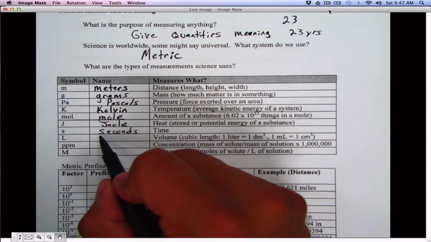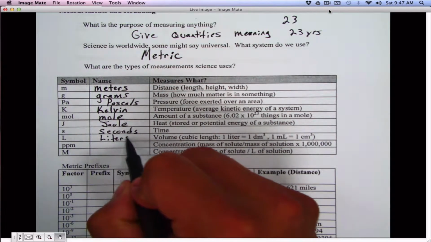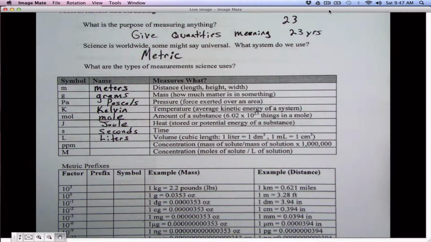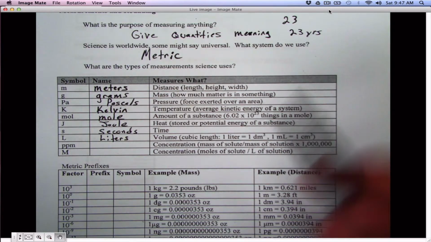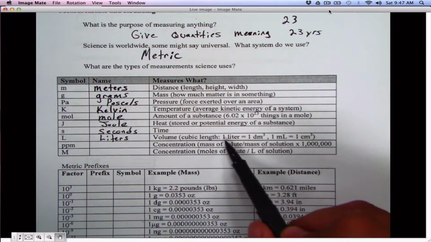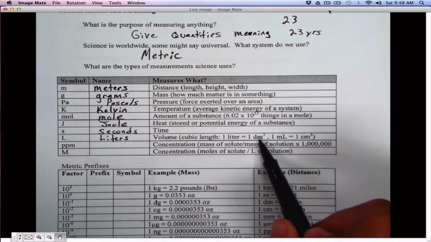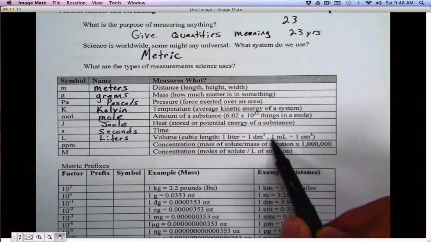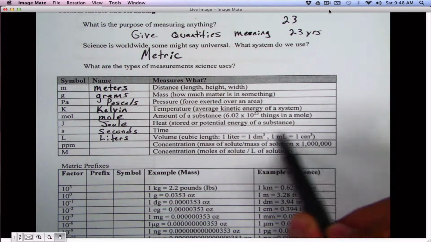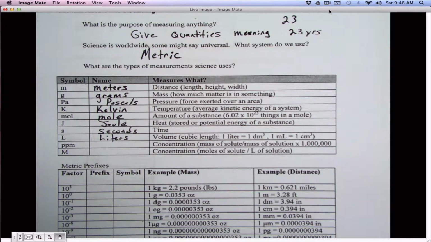Capital L is liters. So liters, we're talking about volume. Remember, volume is three-dimensional. Your glass of water is three-dimensional, so it's a three-dimensional volume. When you say volume, 1 liter is actually 1 cubic decimeter, or decimeters cubed. Actually, cubic decimeters is the better way of saying it. That's a three-dimensional measurement. 1 milliliter is equal to 1 cubic centimeter. These are important conversions you're going to need to use throughout the class.